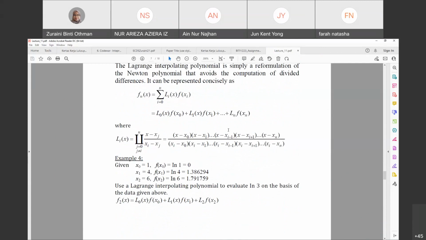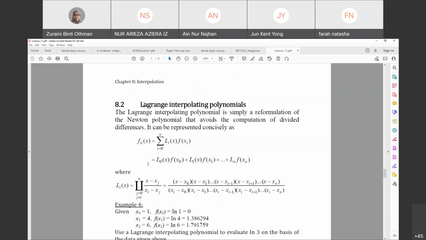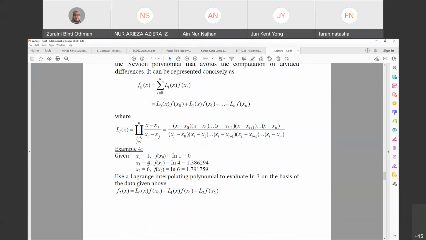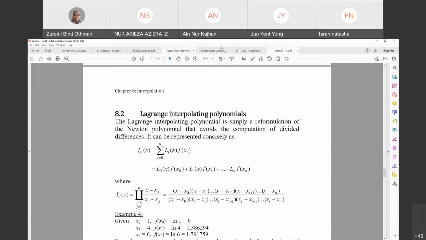Nak break kejap ke atau nak teruskan? Boleh take 5. Okay, then we teruskan. Okay, thank you Doktor. Boleh sambung.